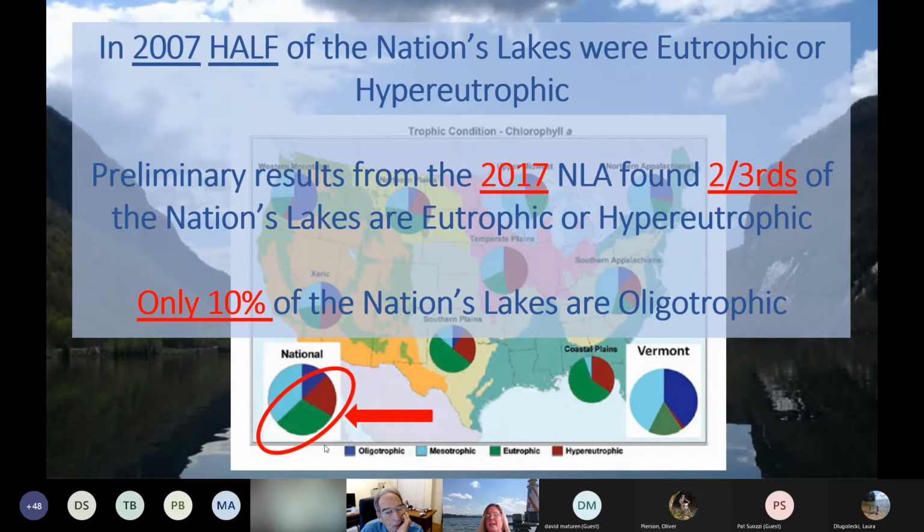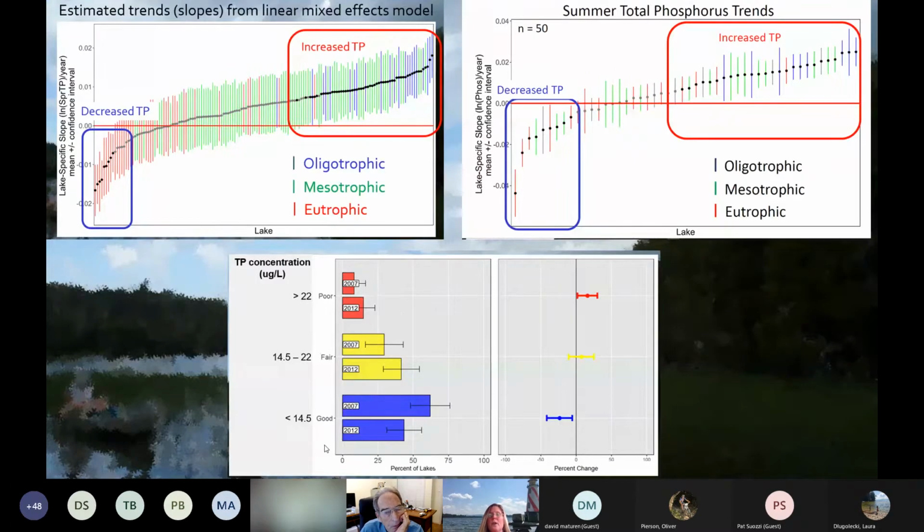So 10 years later, preliminary results from the 2017 National Lake Assessment find that that proportion of eutrophic and hypereutrophic lakes has risen from 50% to 2/3, with only 10% of the nation's lakes remaining oligotrophic. So now what?